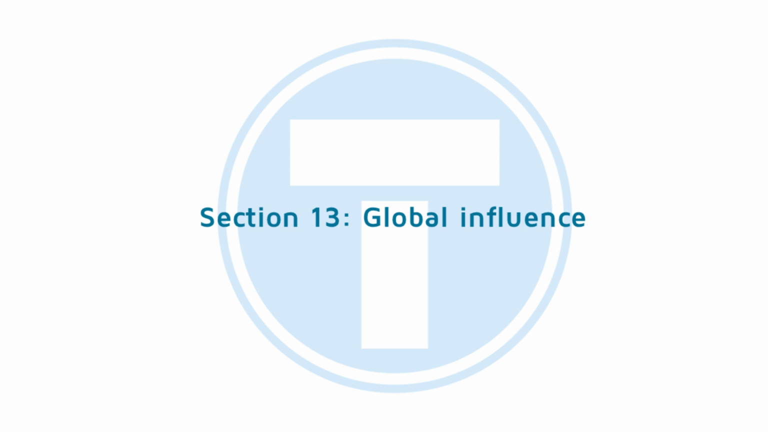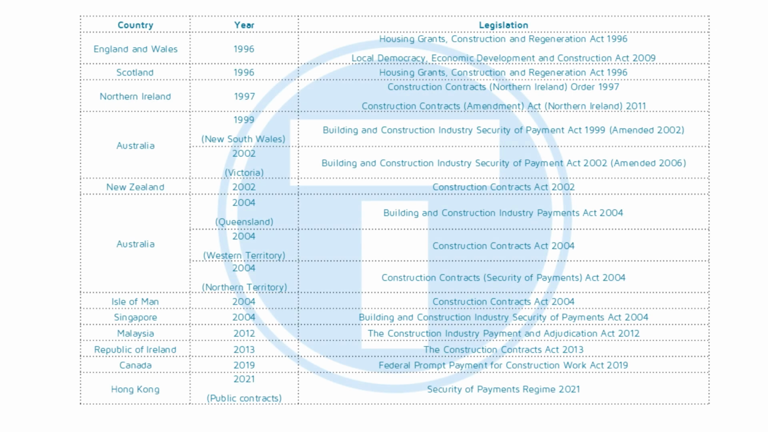Section 13. Global influence. The success of statutory adjudication in the UK has influenced several countries to implement laws with similar aims. England, Wales and Scotland introduced their respective legislation in 1996. Northern Ireland and Australia's New South Wales followed in the late 90s. New Zealand, the Isle of Man, Singapore and Australia's remaining states introduced their legislation in the early to mid-noughties.